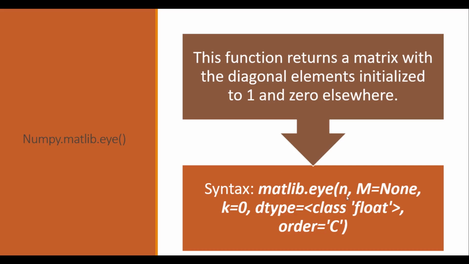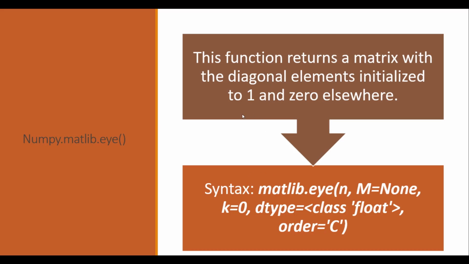It defines the number of rows in the output matrix, and the next parameter is m. It specifies the number of columns in the output matrix and by default it takes none value. The next parameter is k. It defines the index of the diagonal. The last parameter is dtype. By default it takes none value and it specifies the data type of the matrix.